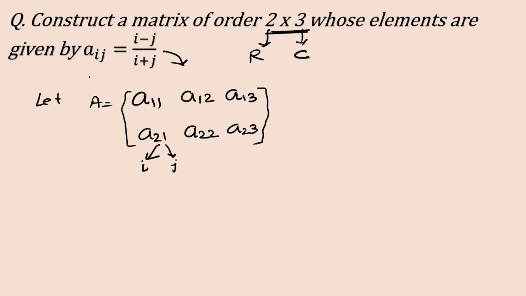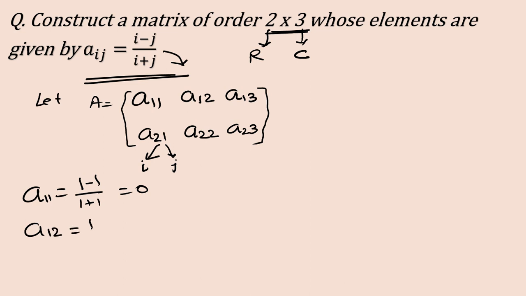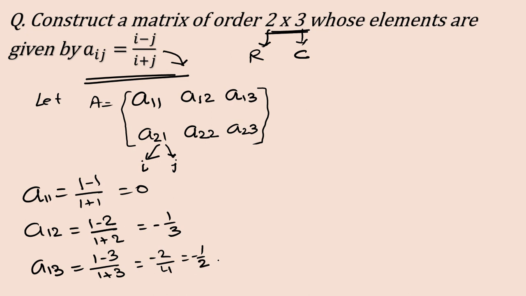Okay. Now by using this formula we can find the values. So a11 will be equal to 1 minus 1 over 1 plus 1, which means 0. a12 means 1 minus 2 over 1 plus 2, which means minus 1 over 3. Then a13 is 1 minus 3 over 1 plus 3, so it will be minus 2 over 4, which means minus 1 over 2.